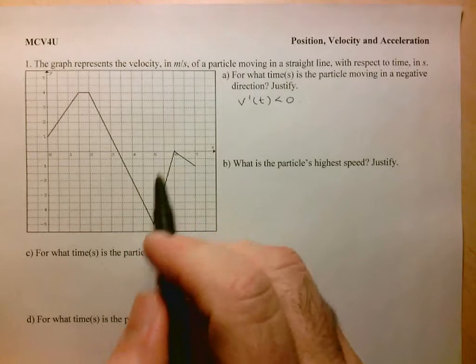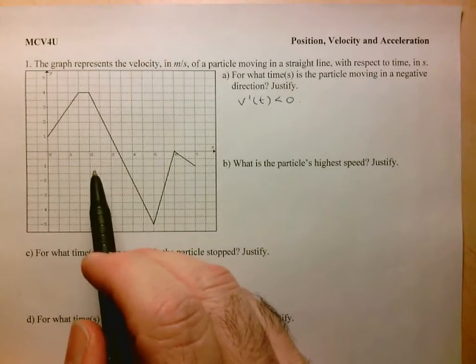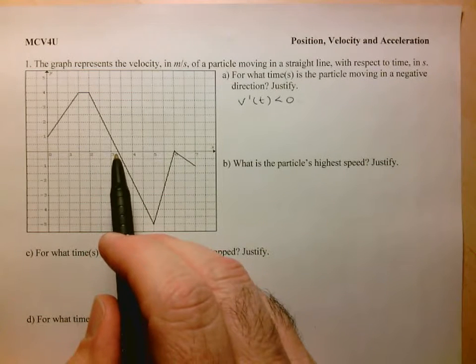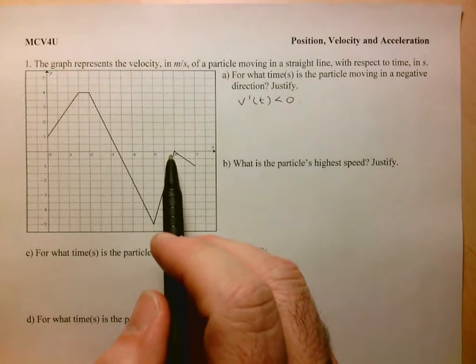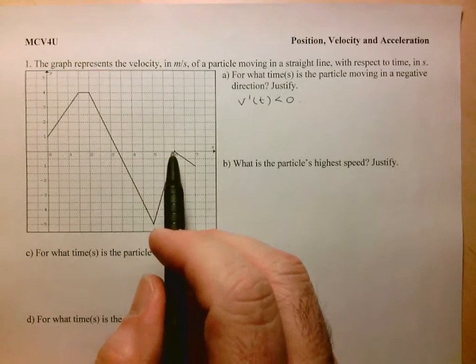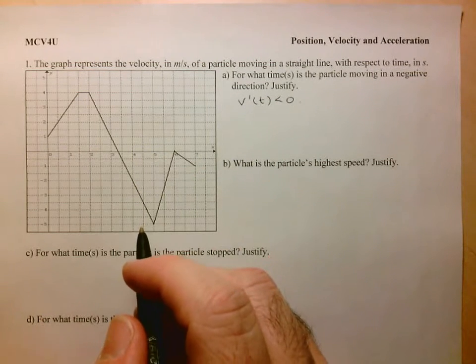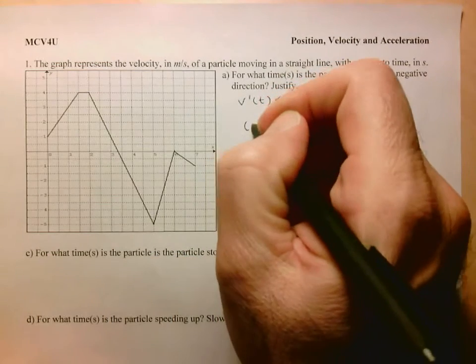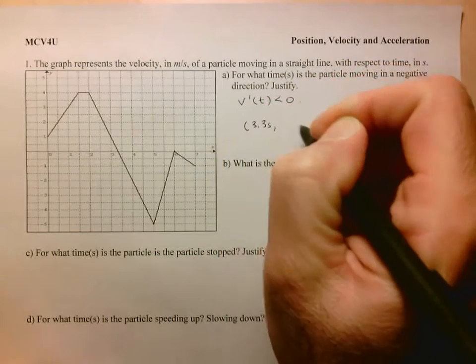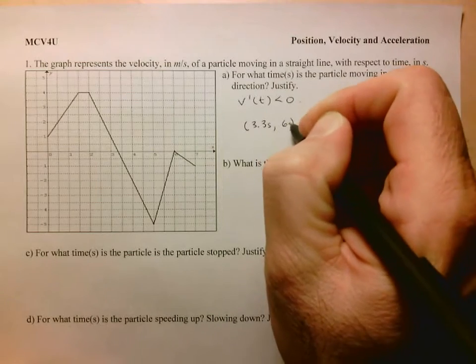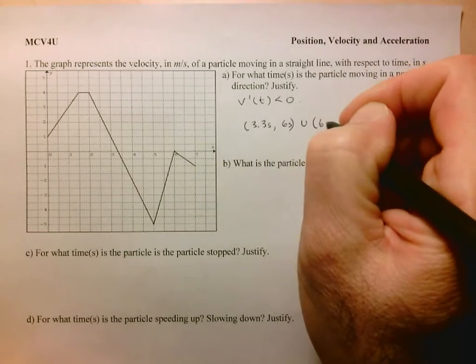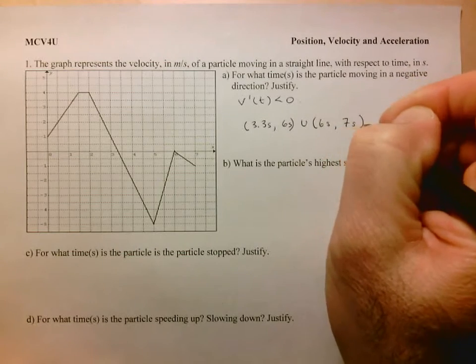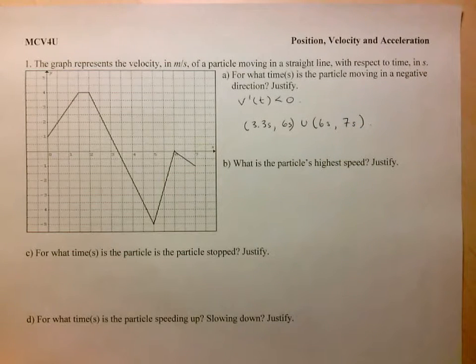Now what we need is to find those times, and we see that it starts being negative at around 3.3 seconds till 6 seconds. Then it's briefly at 0, and then it's negative again. So our answer here is 3.3 seconds to 6 seconds, union 6 seconds to 7 seconds. There's our answer for that one.